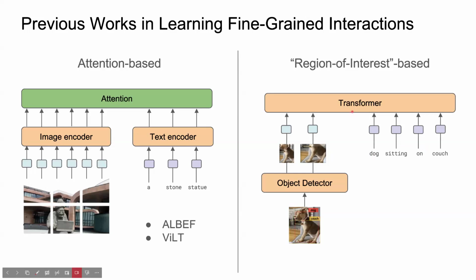The problem with these approaches is that, number one, attention is a costly operation because it scales quadratically with the size of the input tokens. Also, in the case of region of interest-based approaches, the performance on downstream tasks depends on the performance of the object detector. And a third drawback of these methods is that both are based on single-stream models, which means that during inference, it's not possible to pre-compute the image or text tokens. So during inference, it's actually slower. Some examples of region of interest-based models are VisualBERT and UNITER.